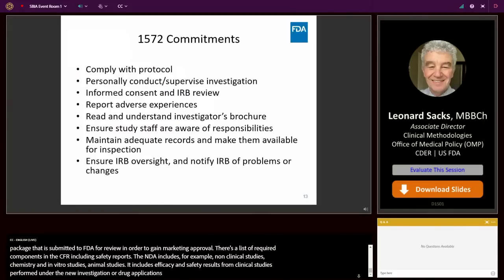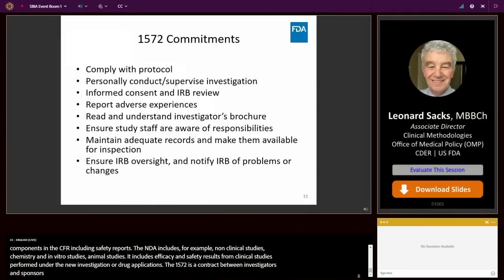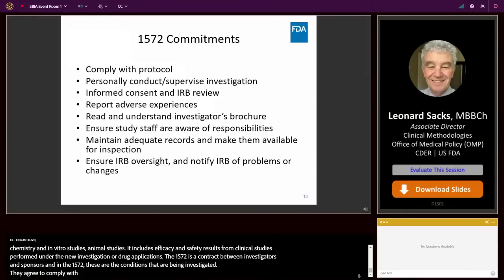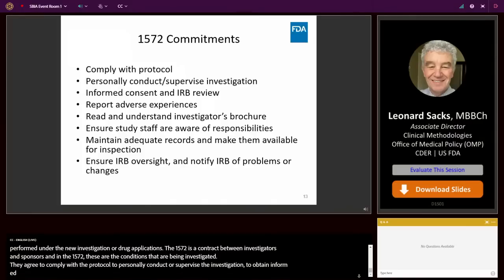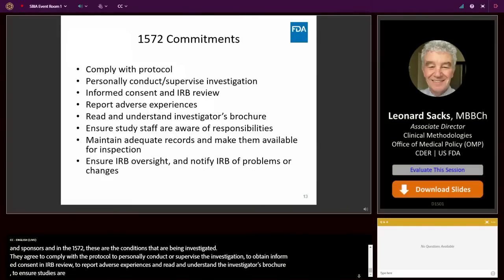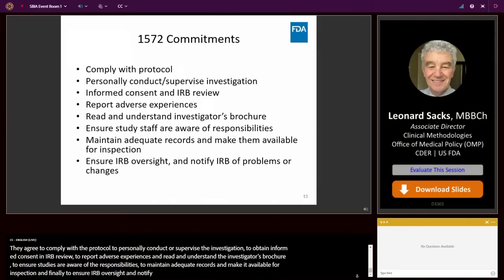The 1572 is a contract between investigators and sponsors, and in the 1572, these are the conditions that the investigator agrees to. The investigator agrees to comply with the protocol, to personally conduct or supervise the investigation, to obtain informed consent and IRB review, to report adverse experiences, to read and understand the investigator's brochure, to ensure study staff are aware of their responsibilities, to maintain adequate records and make them available for inspection, and finally to ensure IRB oversight and notify IRBs of problems or changes.